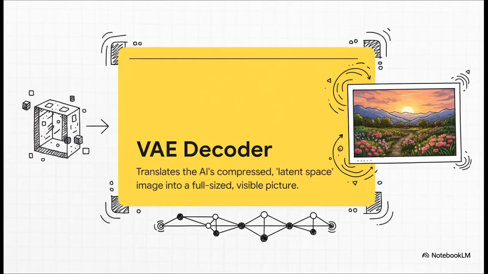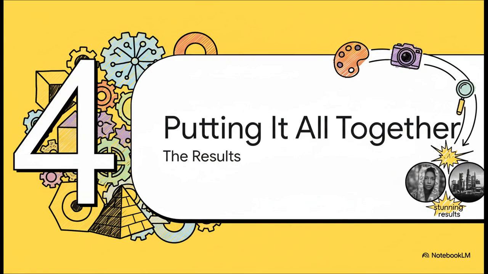Right, so that final VAE decoder step is absolutely crucial. See, the AI doesn't really think in pixels the way we see them on a screen. It works in this compressed data format called latent space. The VAE is basically the universal translator that turns the AI's internal secret language into a beautiful, full-sized image our eyes can actually understand. So let's see what happens when you actually put it all together. When you combine the right foundation brain with the right specialist skill, well, the results are absolutely stunning.